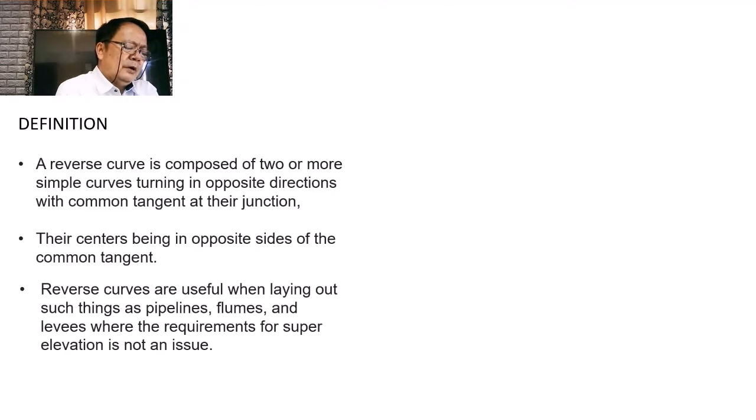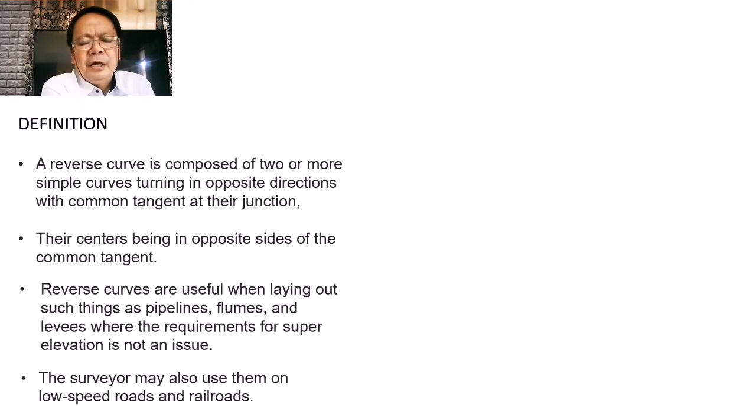common tangent. Very common, ang reverse curvature ay ginagamit natin when we are laying things such as pipelines o kaya ay flumes na kung saan ang requirement for super elevation is not an issue. However, there are still engineers that are using reverse curvature. However, they are used on low speed roads and railroads. Kasi nga magkakaroon tayo ng problema as to the requirements of the super elevation if we will be using a reverse curvature without any transition. Kaya ito ay ginagamit lamang sa mga low-speed roads and railroads.